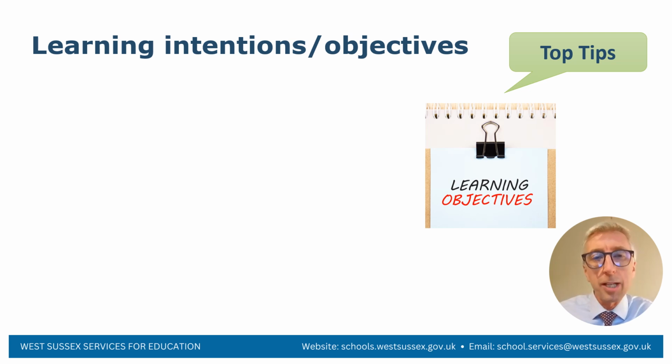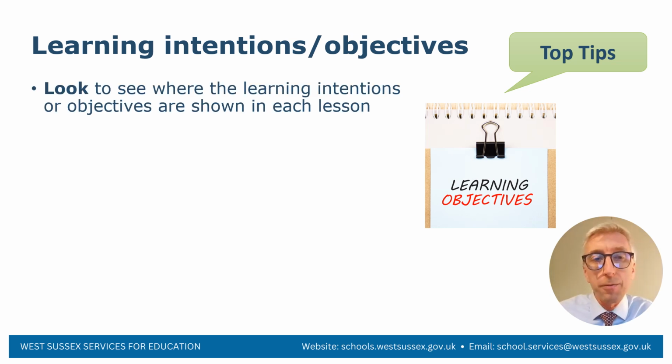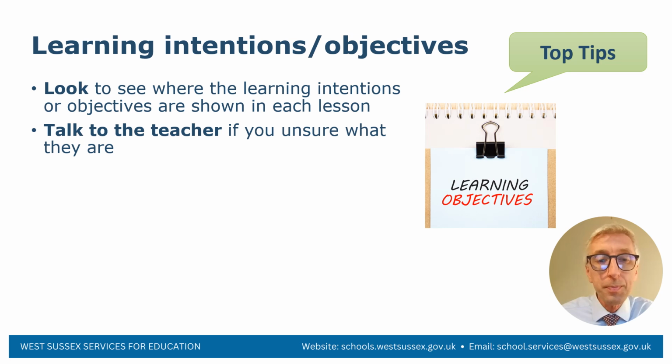So, what are our top tips for teaching assistants to ensure this building block of quality first teaching is secure? Well, firstly, we advise that you look to see where the learning objectives or intentions are shown in each lesson. If you're leading an activity yourself, you need to make sure you're clear what the learning is and that this is communicated clearly to the children too. If you're unsure of what the learning intention or objective is, then do ask the teacher who is responsible for the learning in that session.